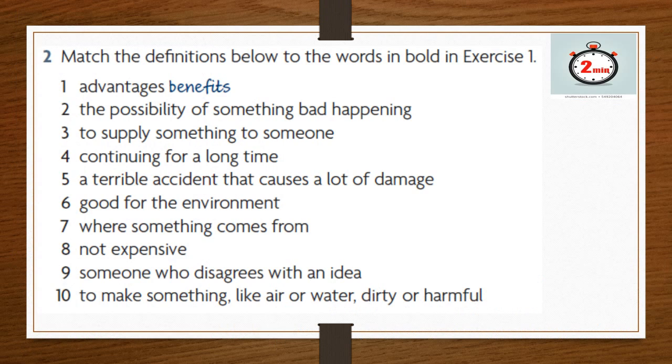Now, match the definitions below to the suitable words in bold in exercise 1 in the text which I have read so far. The first one is solved for you. Advantages, when you look at the text, you can find the suitable word for it is benefit. It matches it. Number 2, the possibility of something bad happening. It's a risk.